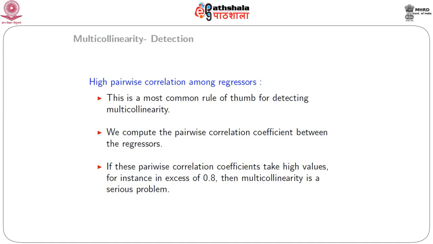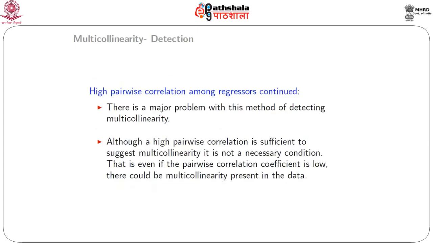So, computing all possible correlation coefficients for all possible pairs of predictors in a regression model could be one way of detecting the source of multicollinearity. But there is a major problem with this method. Although a high pairwise correlation is sufficient to suggest multicollinearity, it is not a necessary condition. What I mean by that is that when there is high correlation coefficient between two variables, we know that these two predictors are correlated. However, if we compute the correlation coefficient and it turns out to be not so high, it does not necessarily indicate that for sure there is no multicollinearity present in the data set.